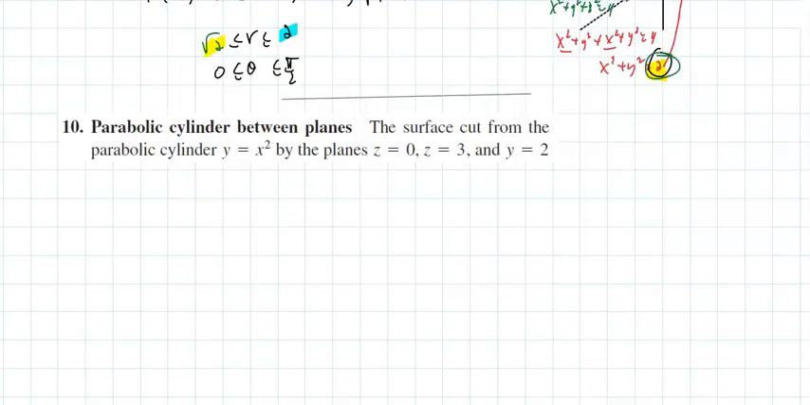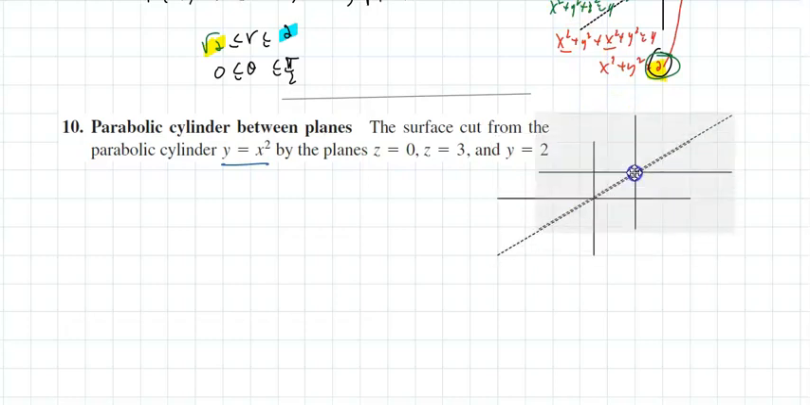If I look at number 10, I'm looking at the surface cut by y equal x squared. So I could look at that graph. I really don't need the graph for this one, but let's look at it anyway. y equal x squared. Let's run on the y-axis. z equals 0 is the floor. z equal 3. And x equal 2. And y equal 2. I'm sorry. There. Something like this.